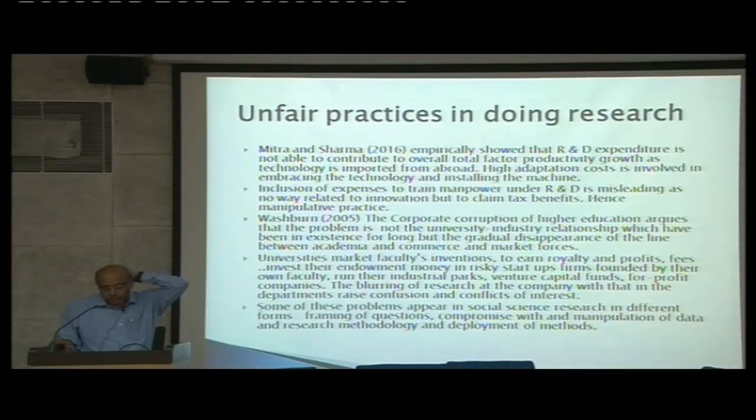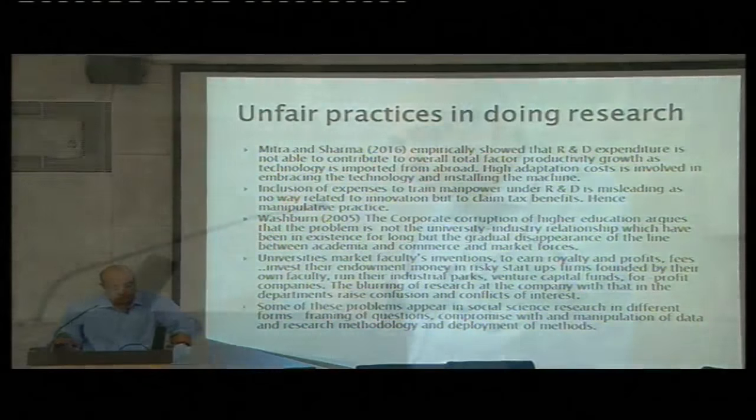In the context of the US, Washburn 2005, Corporate Corruption of Higher Education, argues that it is not a problem that university and industry work together when it comes to funding of research. But the problem is that the distinction between industry and academia is not very strict. It's getting blurred. Some examples from Washburn: universities market faculty inventions to earn royalty and profit. They invest their endowment money in risky startups, venture capital, run industrial parks and for-profit companies. Some of these problems appear in social sciences also, but more in the sciences.